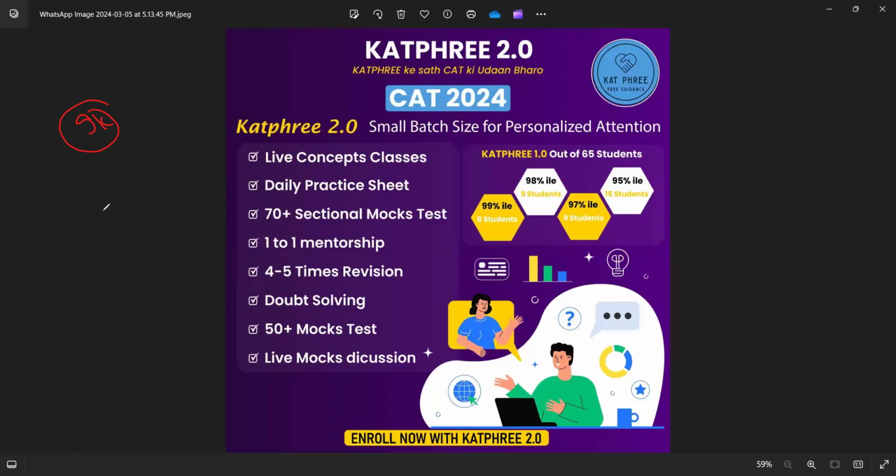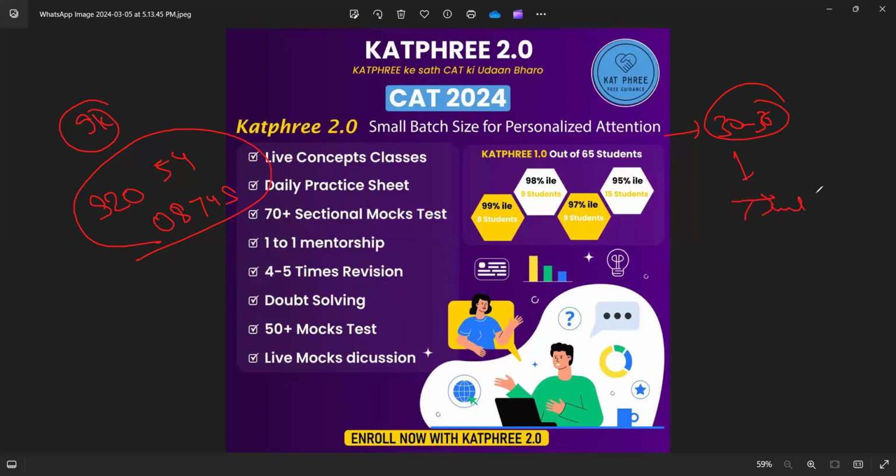And now to book it, you can contact on this WhatsApp number, 920540874. Again, the batch size will be around 30 to 35, depending on how many students we fill up. And the batch will start from 7th of June. So this is all about the course.